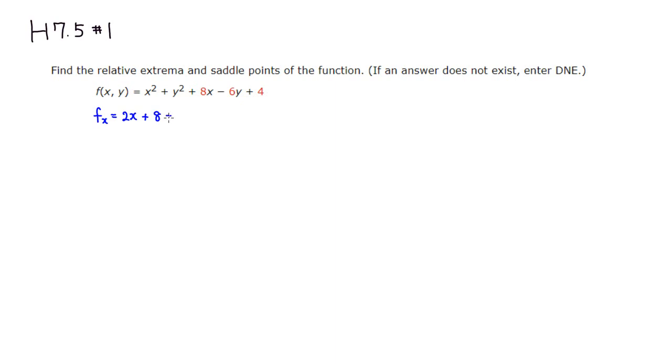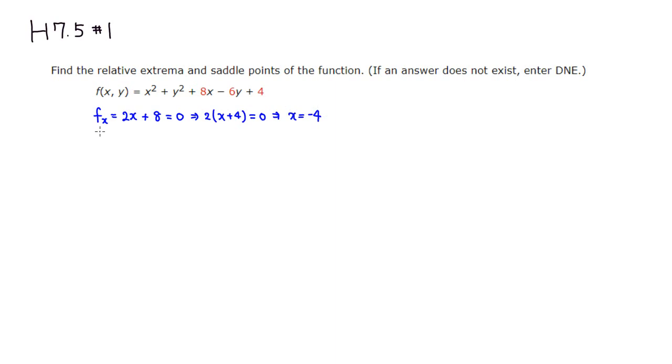So we set that equal to 0, and we see that we can just pull out 2. So 2 times the quantity x plus 4 is equal to 0. We can see that x has to be negative 4. So x is equal to negative 4. All right?